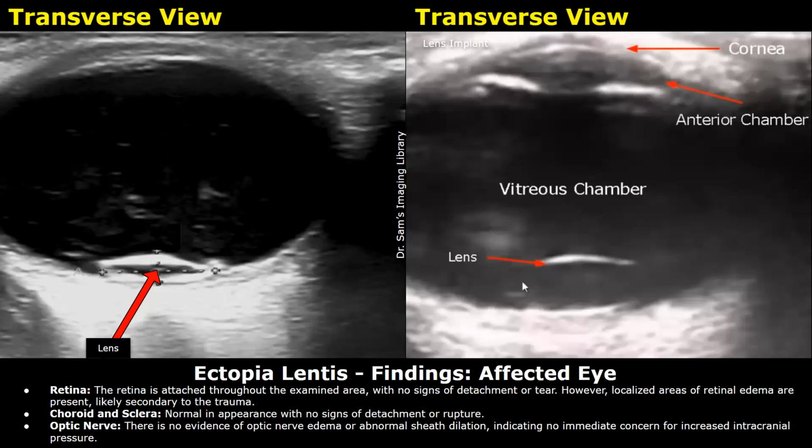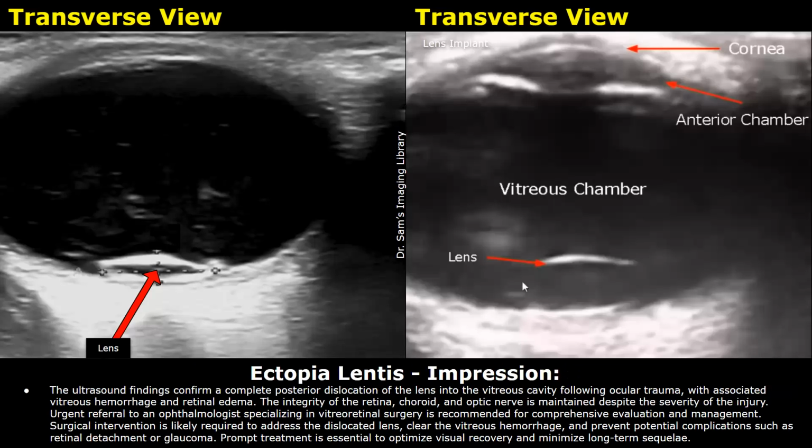The retina is attached throughout the examined area with no signs of detachment or tear. However, localized areas of retinal edema are present, likely secondary to the trauma. Choroid and sclera are normal in appearance. The optic nerve shows no evidence of edema or abnormal sheath dilation.